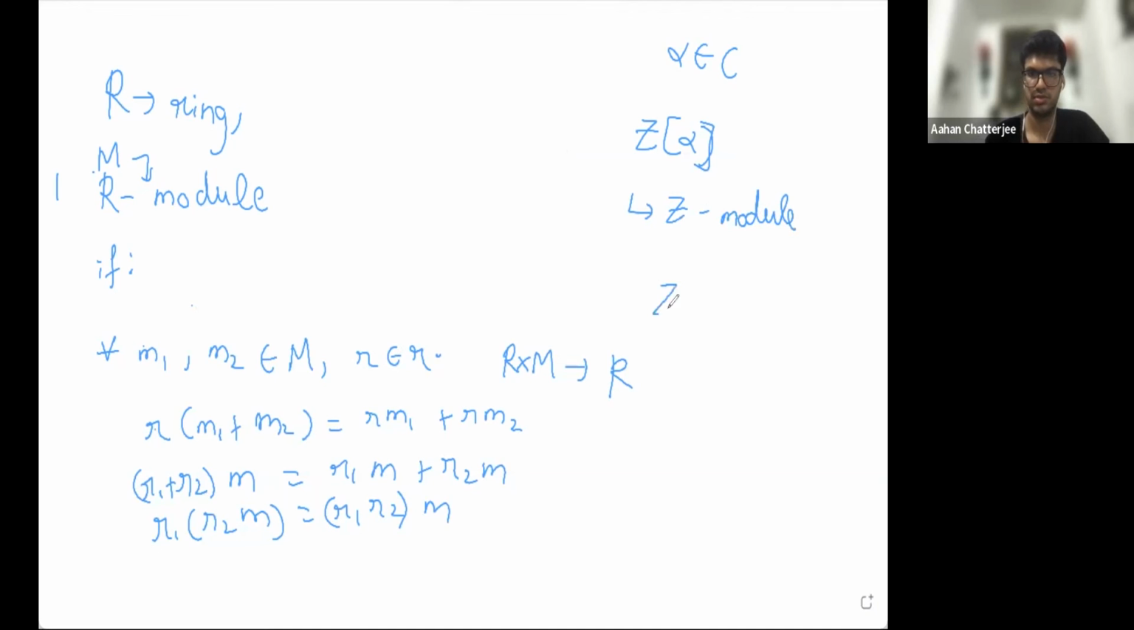So I'm just taking set counts, set alpha, to set, and taking normal multiplication. Okay, can you guys see why these three axioms hold?